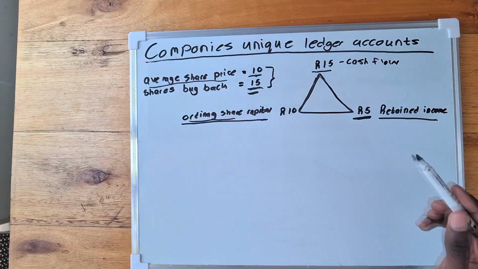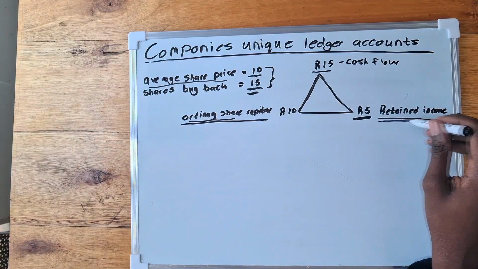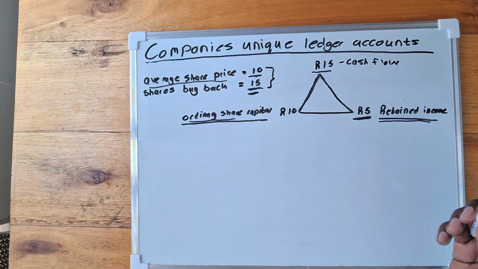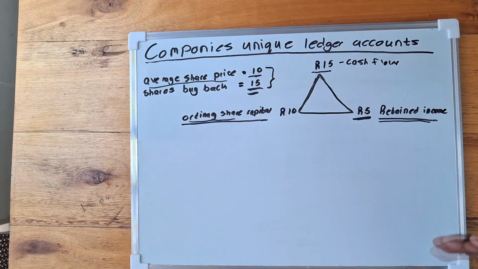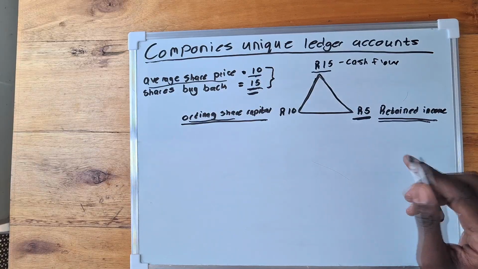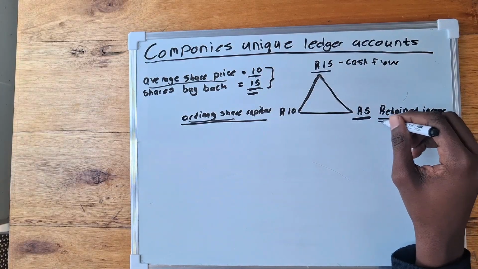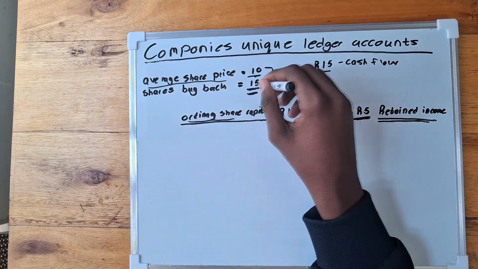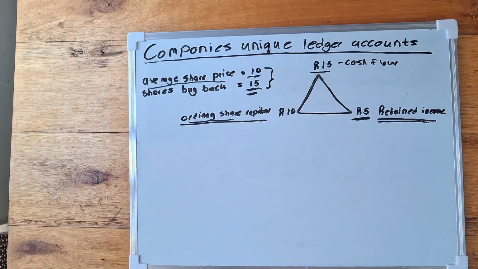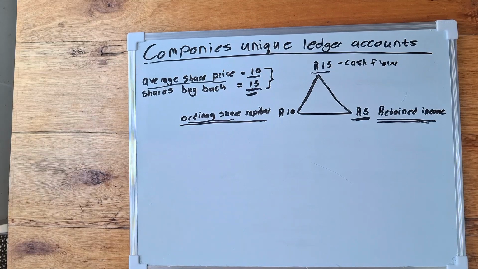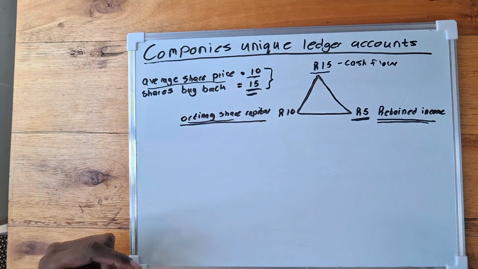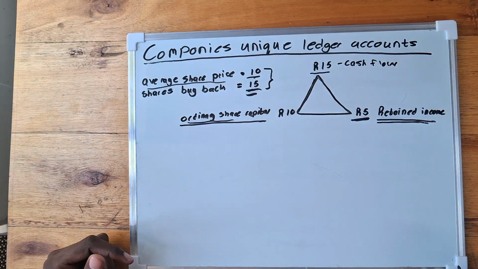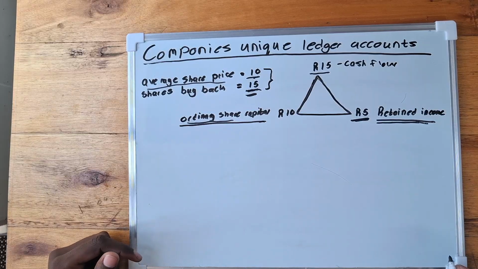Now remember, we said that the retained income measures how much money is kept back by the business, how much money is retained. So this money that is retained will be used to top it up in order to be able to buy back the shares, right? So let's just go over the formulas to calculate the average share price, right?